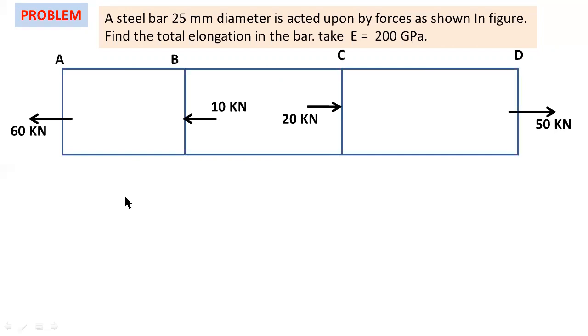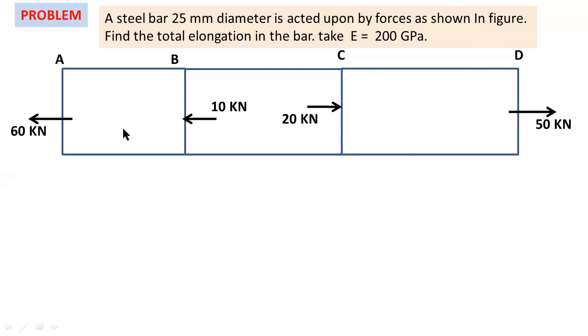Here you can observe this is a uniform cross section, that means the diameter is the same. The diameter is uniform. So the cross sectional area for this bar, this bar and this bar are all the same. A steel bar of 25 mm diameter, so the diameter of the bar is equal to 25 mm. Three sections are given: AB section, BC section and CD section. That means you have to consider AB as bar 1, BC as bar 2, CD as bar 3.